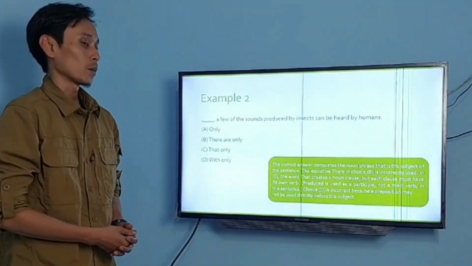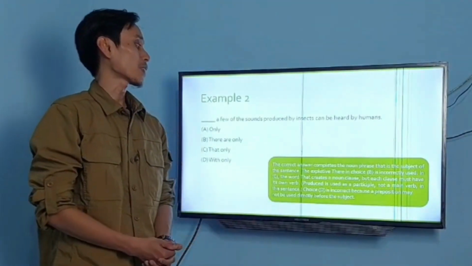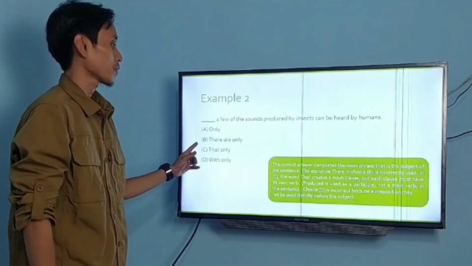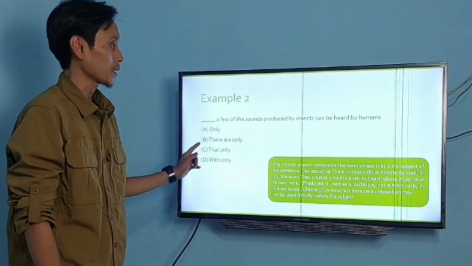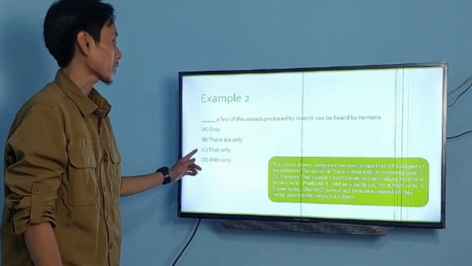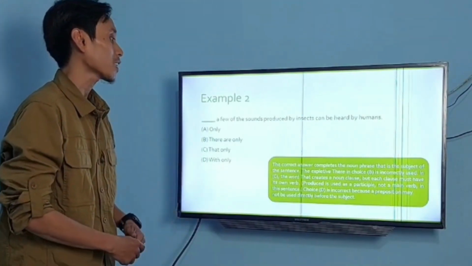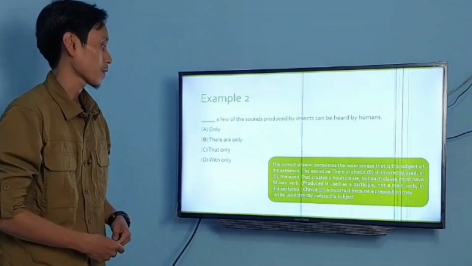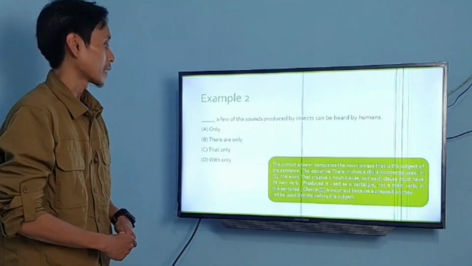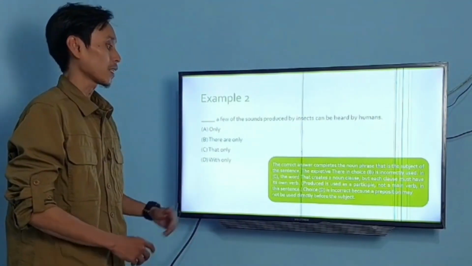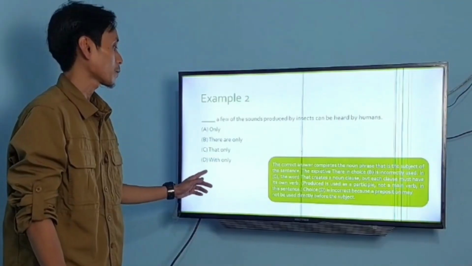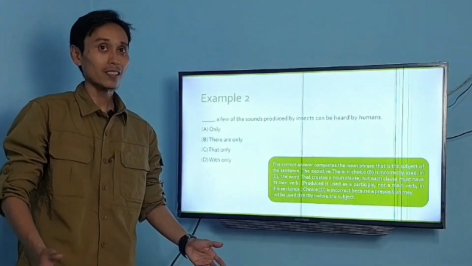Why? The correct answer completes the noun phrase that is the subject of the sentence. The expletive "there" in choice B is incorrectly used. In C, the word "that" creates a noun clause, but each clause must have its own verb. "Produced" is used as a participle, not a main verb, in this sentence. Choice D is incorrect because a preposition may not be used directly before the subject. So the answer is A.